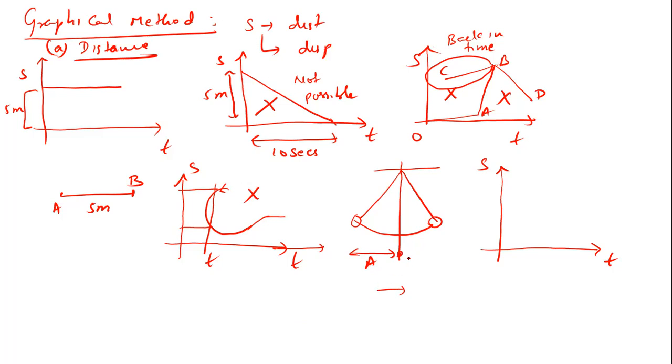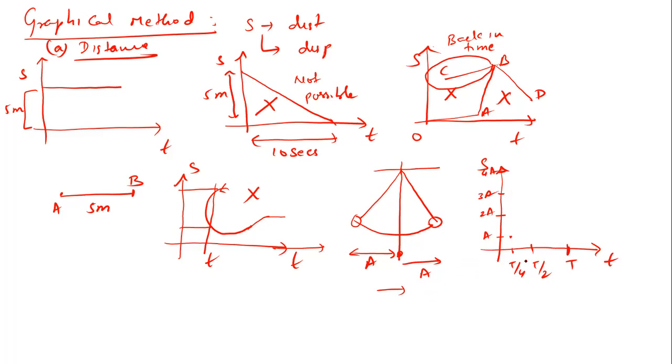It starts from here. In a time t/4, it travels a distance A. Let me consider a given time period t. This is t/2. This is t/4. In a time period t/4, it travels a distance A. This is my distance A. This is my distance 2A. This is 3A. And this is 4A. So in time t/4, it travels a distance A.